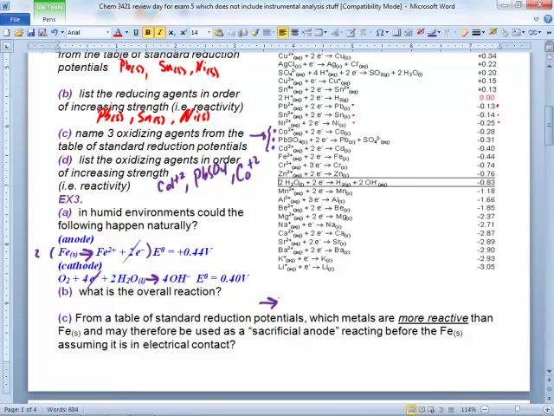Bigger arrows. Okay. Got it? Okay. So we have these two reactions going on. From a table of standard reduction potentials, which metals are more reactive than iron, and therefore may be used as a sacrificial anode reacting before the iron solid, assuming you actually slap it onto the iron pipe or whatever it is? Which metals could you use?